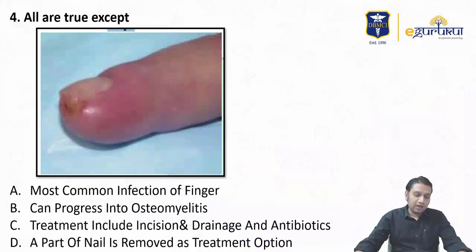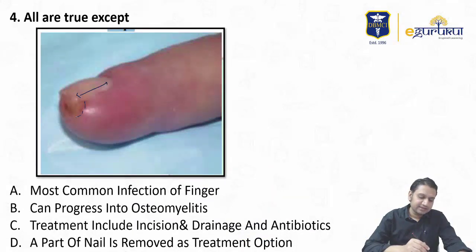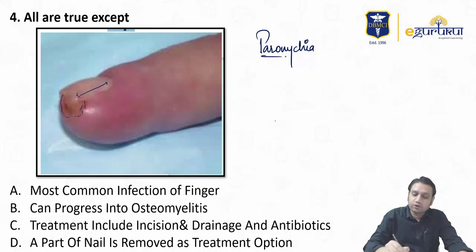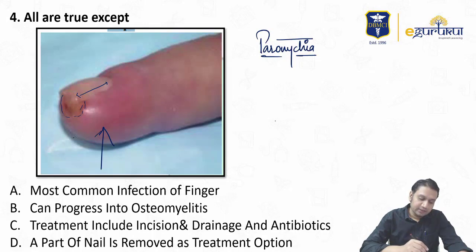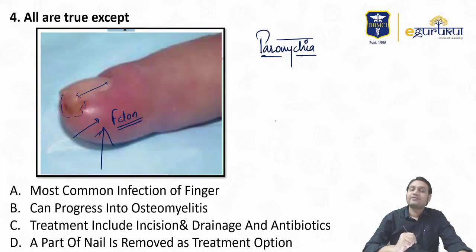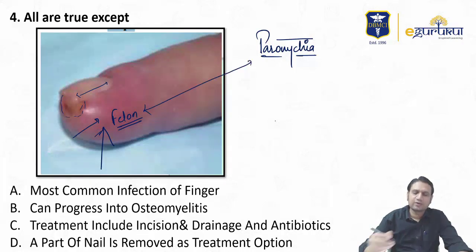Number 4, all are true except, okay? So we can see that just under the nail, say there is some sort of infection going on, right? The infection just under the nail bed is what you call paronychia, which can be acute paronychia or chronic paronychia, right? If the infection involves this part, the pulp area, then this infection is known as felon, right? So the most common infection of the finger is paronychia or the felon. Both are common.